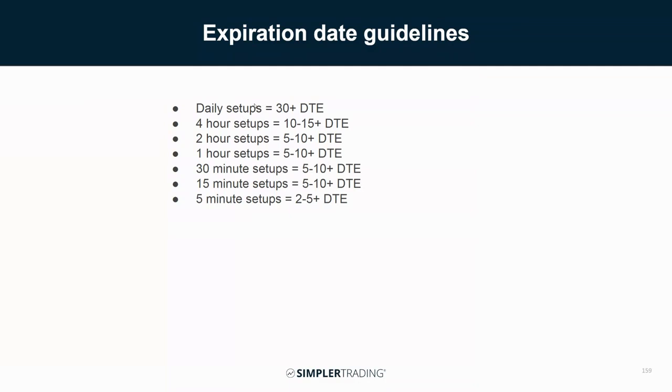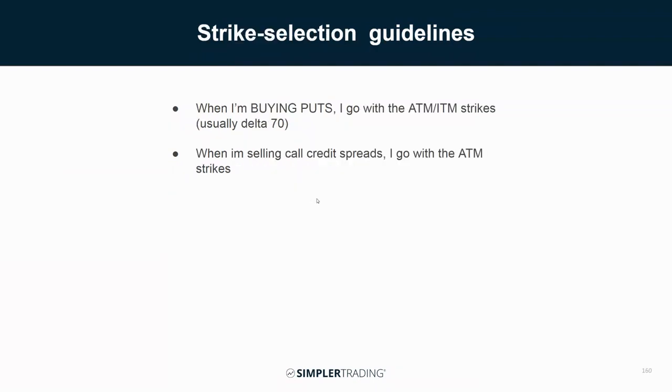30 plus days on my daily charts, even if I think I'm going to take my profits maybe 4 days later, I'm going to give it the full 30. 10 to 15 for the 4 hour, 5 to 10 for the 2 hour, 5 to 10 for the 1 hour, the 30 minute, the 15. Then for that 5 minute, 2 to 5 plus. And I lean a little bit more towards 5 plus. Lean into more time needed. I think that's key.